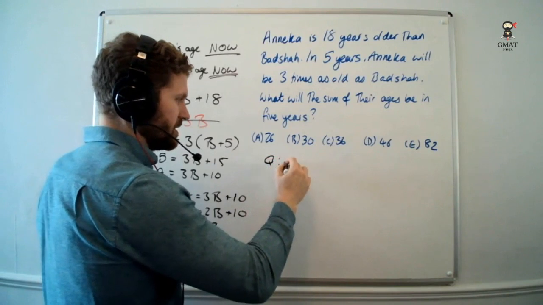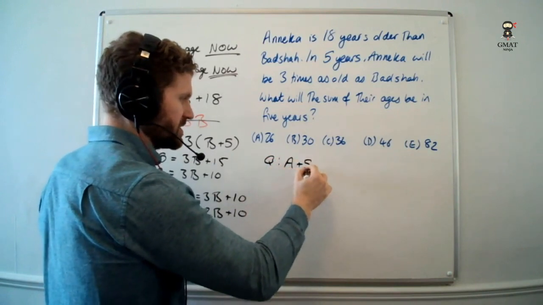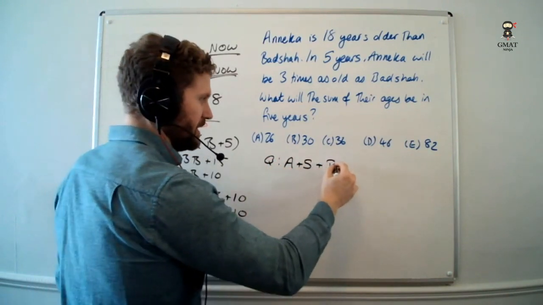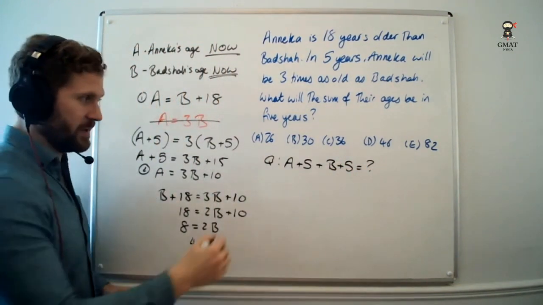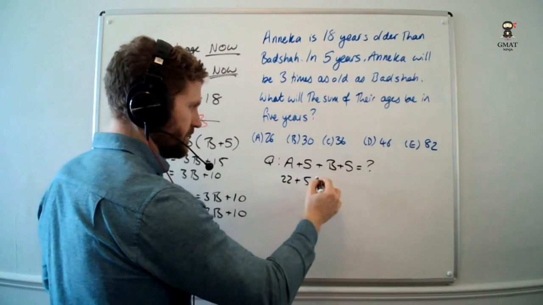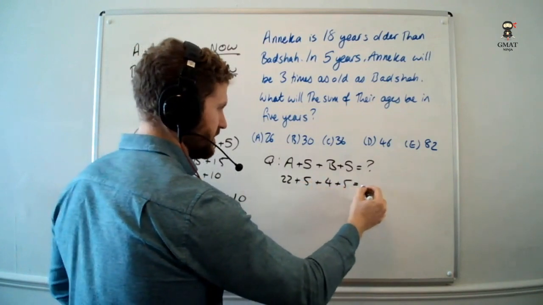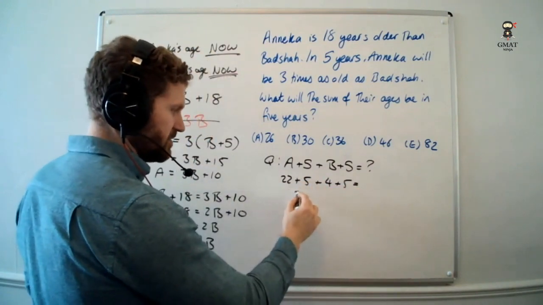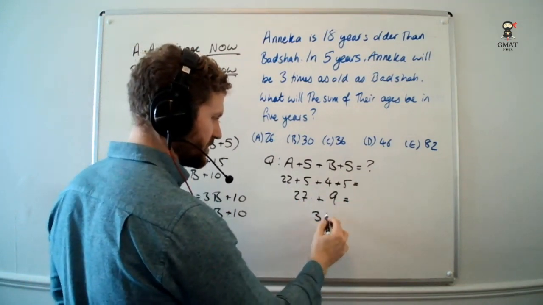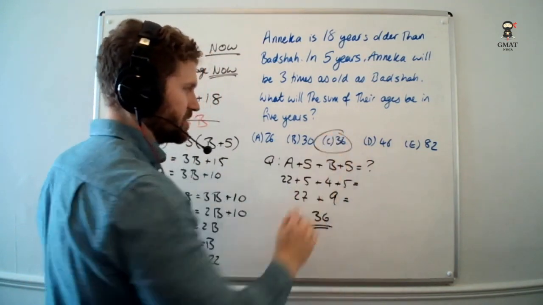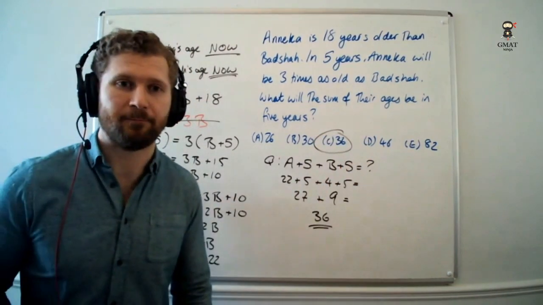So now I could say the question is really, what's A plus 5, Annika's age in 5 years' time, plus B plus 5, Badsha's age in 5 years' time? Well, I've got my A and my B. That's 22 plus 5 plus 4 plus 5. Annika's age in 5 years' time will be 27. Badsha's age in 5 years' time will be 9. And my actual answer is 36. So the correct answer to this question is C.